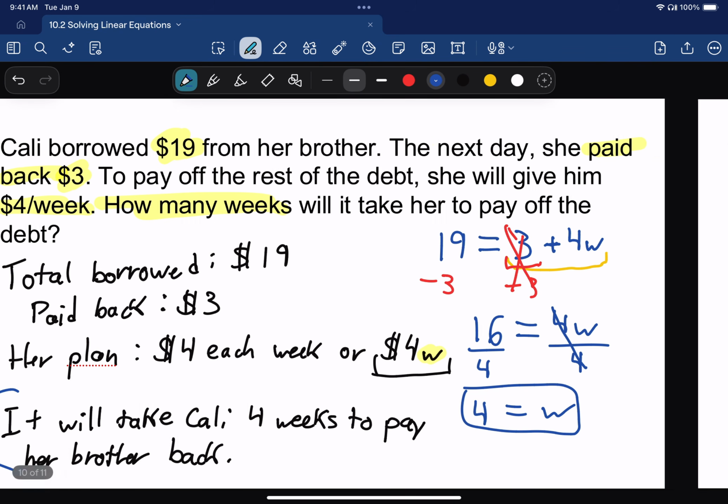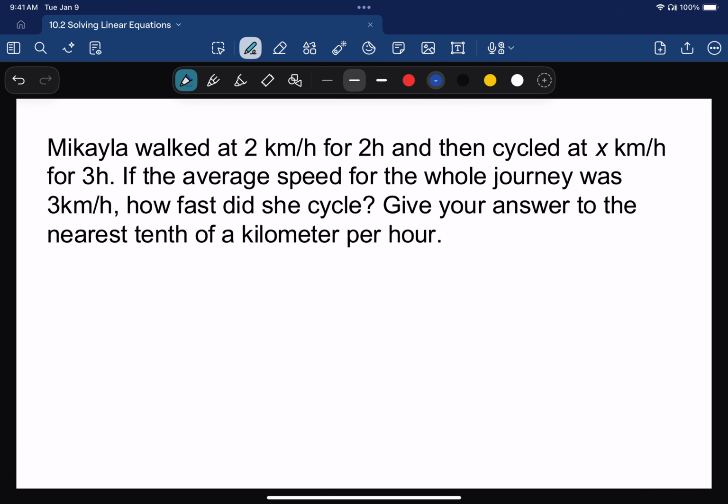Now I have one more I want to walk you through quickly. This one is from the extend portion.